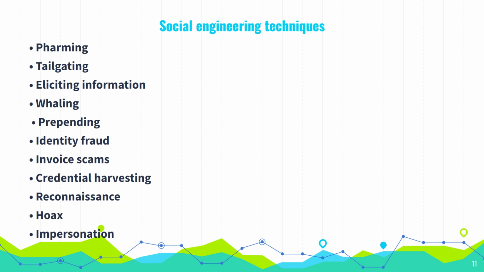Invoice scams, but through a call. Credential harvesting, basically mass collection of credentials. Reconnaissance, this is like prior research to know your target, so you can really present yourself as a person who they won't suspect to be taking their data. Hoax is like saying something that's there, but it's not actually there. Like there's a virus on your computer, but there's no virus on your computer, right? Another one is impersonation, which is pretending to be someone that you're not. Okay, and go to the next one.